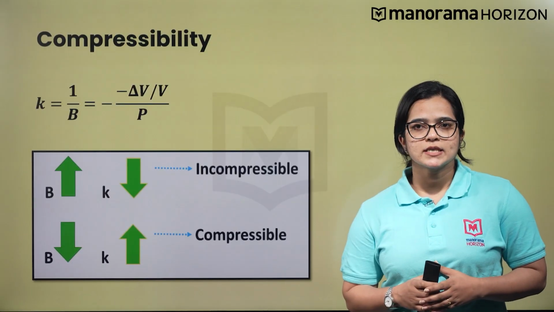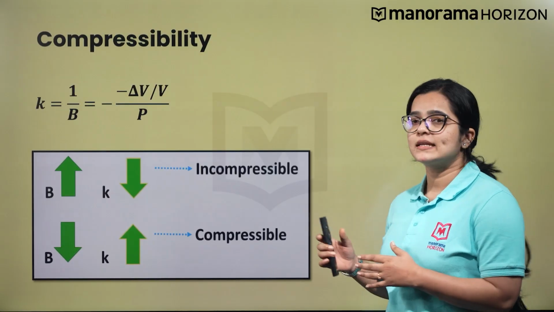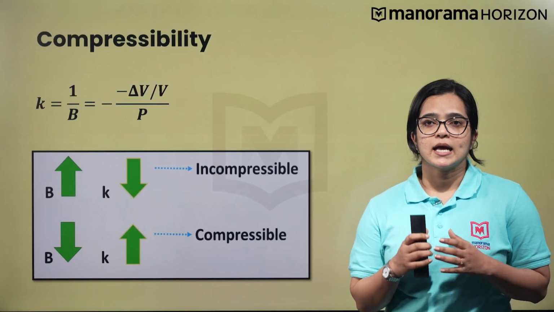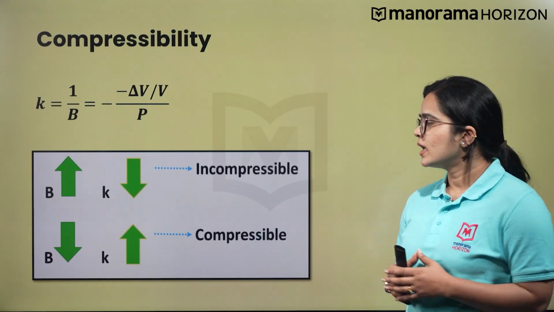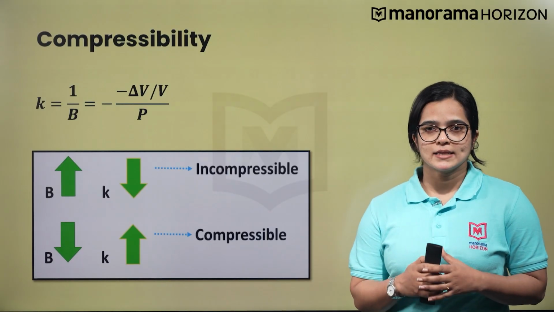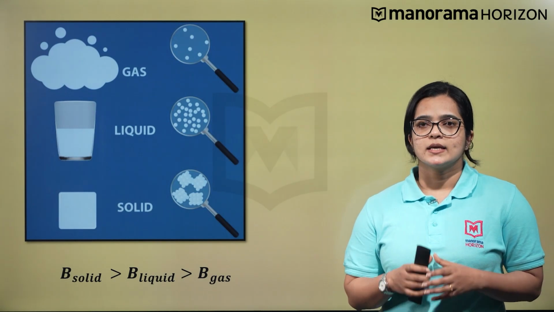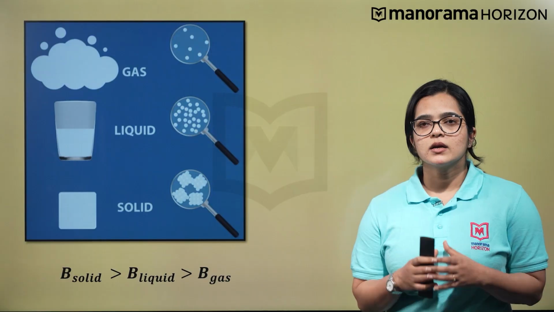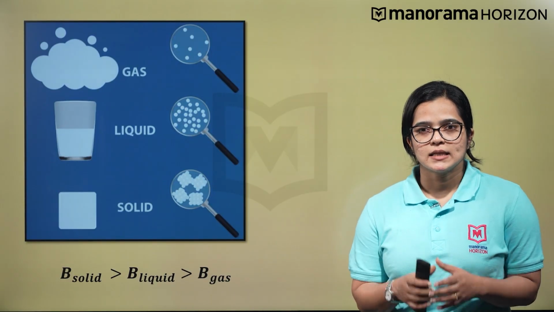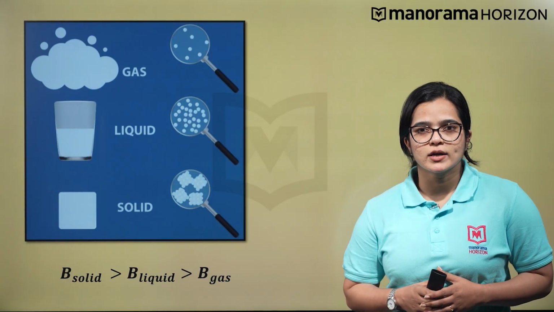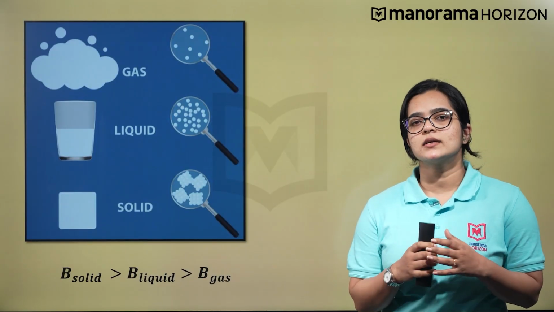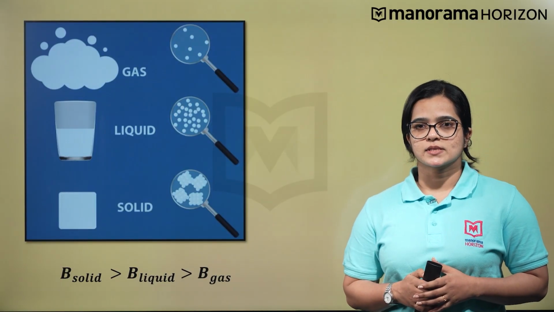Higher the compressibility of the material, the more compressible it is. Higher the bulk modulus of a material, the more incompressible it is. Solids are less compressible than liquids. Gases are the most compressible compared to solids and liquids. The incompressibility of the solid is primarily due to the tight coupling between the neighboring atoms.